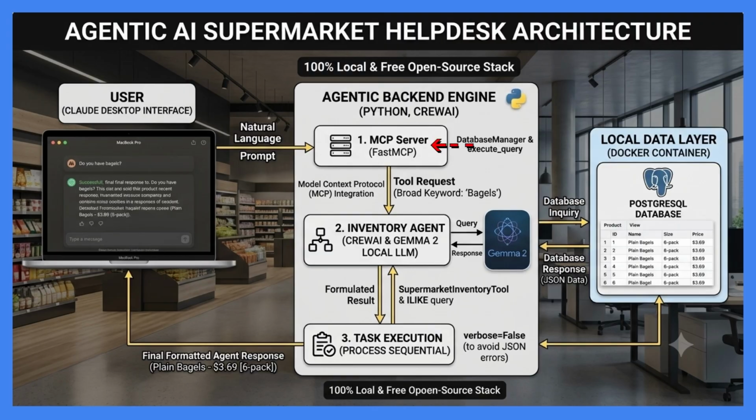This safely exposes the Python application as a tool that the AI interface can trigger automatically. Agentic orchestration, CrewAI and Gemma. The request is handed over to a specialized inventory assistant agent built via CrewAI. This agent runs locally using the open-source Gemma LLM, pulled through Ollama.